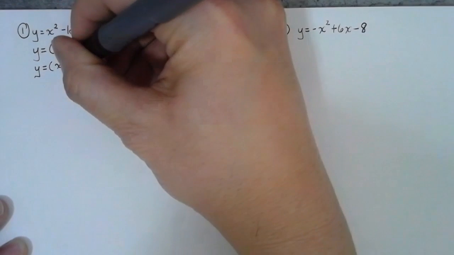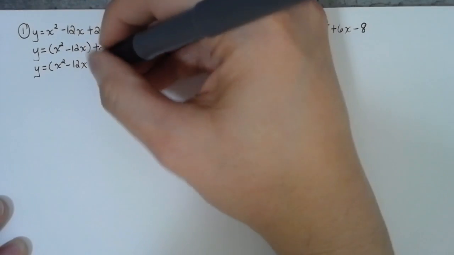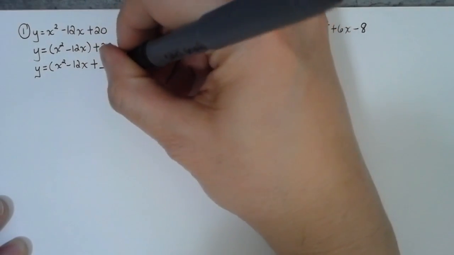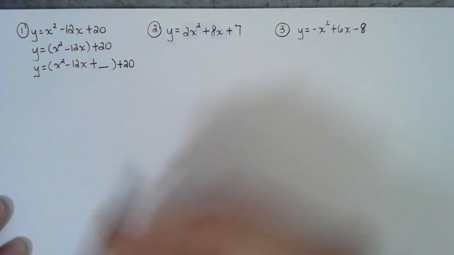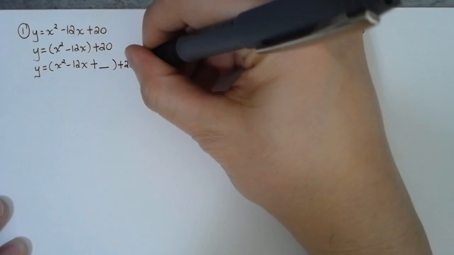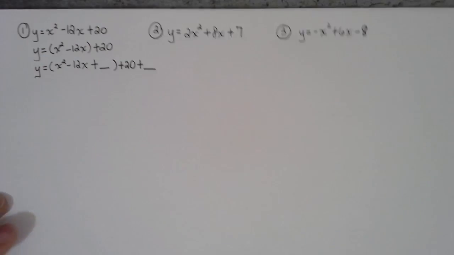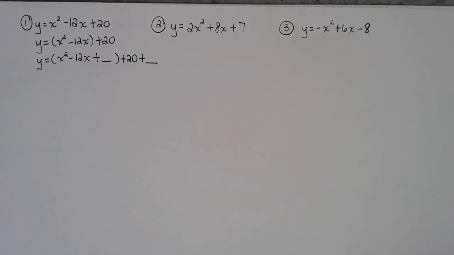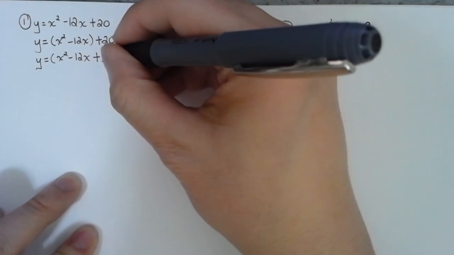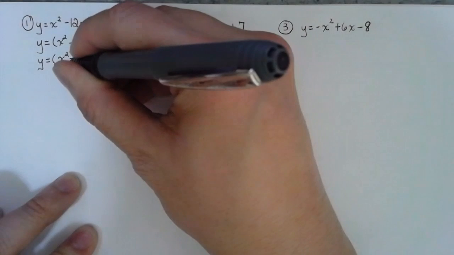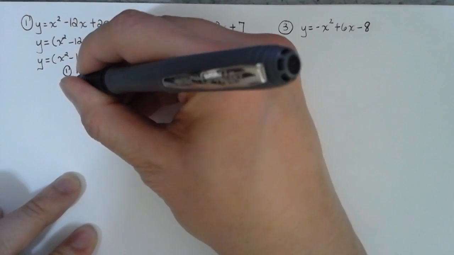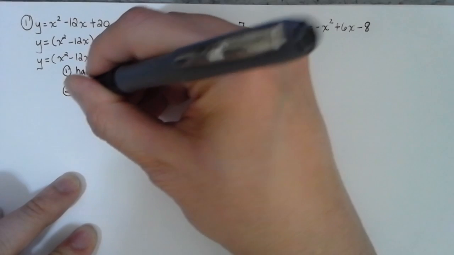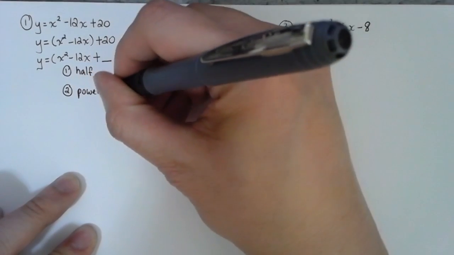The next step is to complete the square by trying to figure out what we need to add inside the parentheses. If we add something inside the parentheses, we would have just changed the problem. Therefore, we need to add something outside the parentheses to balance things out. So the key now is to figure out what number to add here. It is a two-step process. The first step is finding half of this number, and then the second step is take that number as the base and put it to the power of 2 or square it.